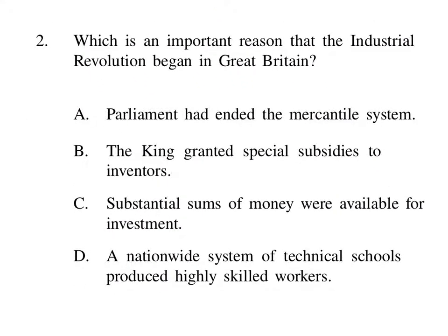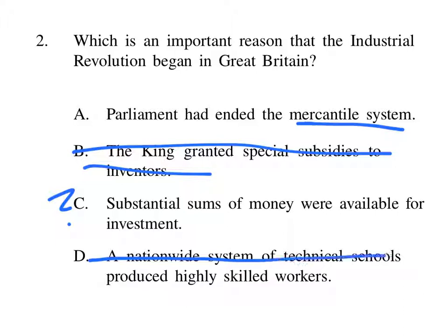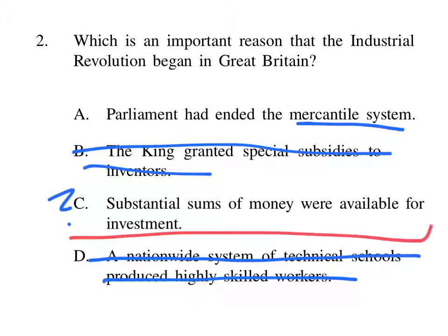Which is an important reason the Industrial Revolution began in Great Britain? Was it A, Parliament ended the mercantile system? Possibly. B, the king granted special subsidies to inventors? No, that never happened. C, substantial sums of money were available for investment? That seems pretty interesting. I think that might be it. Let's take a look at D. A nationwide system of technical workers produced highly skilled workers. No, schools were not producing highly skilled workers. The answer in this case is C.